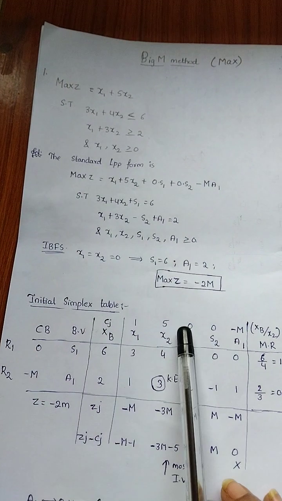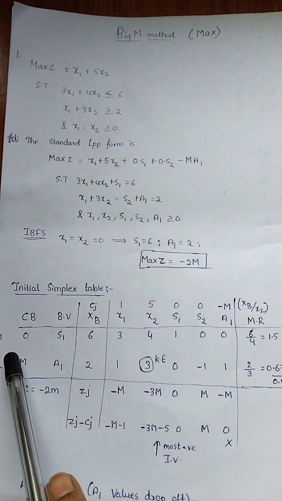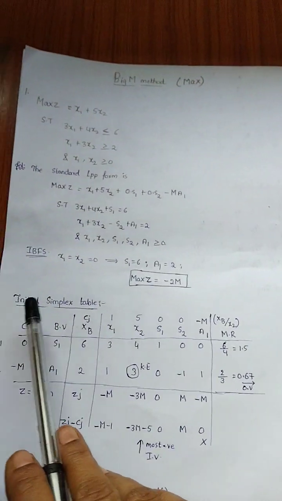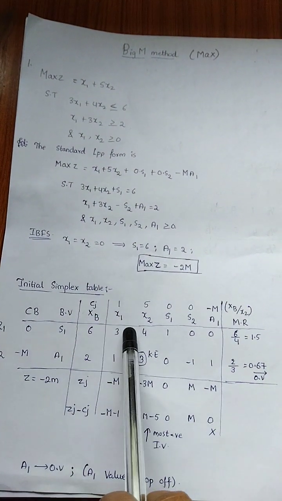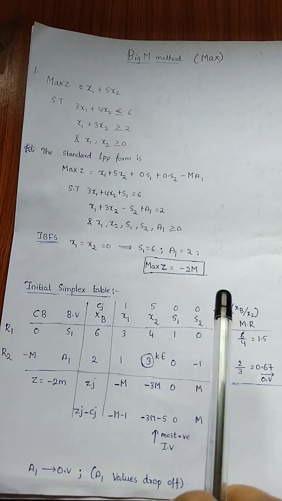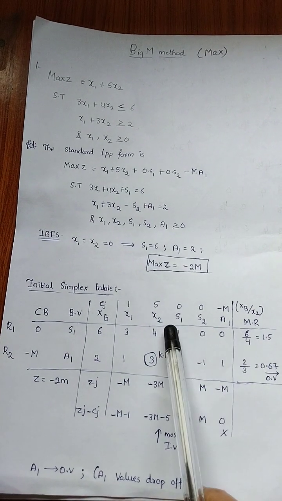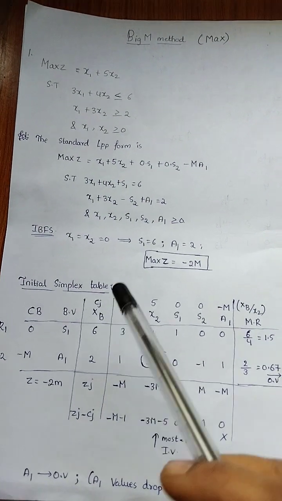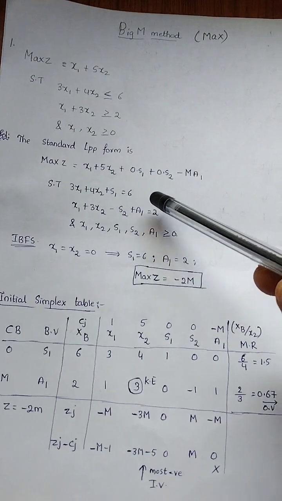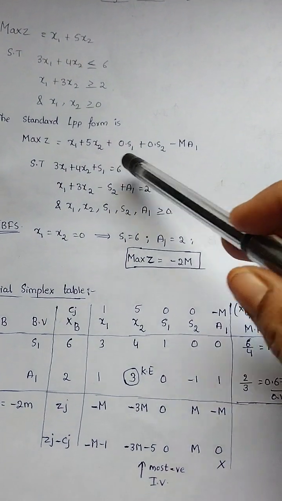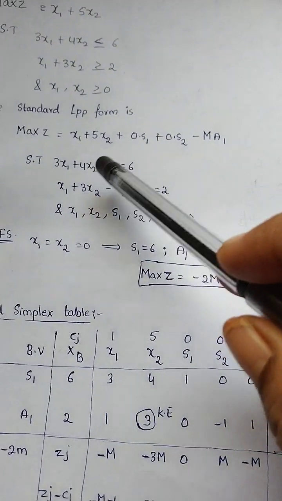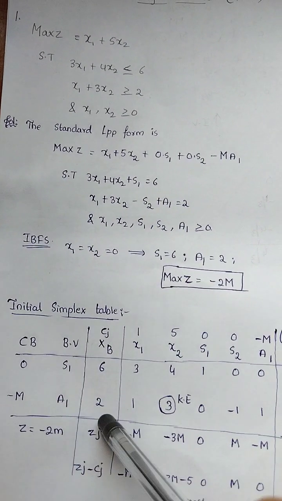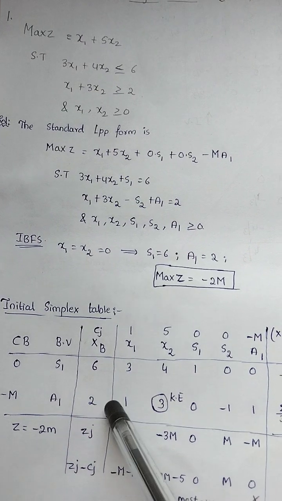And what is the initial simplex table? The proforma will not be changed. The proforma is CB, basic variables, XB, X1, X2, S1, S2 and A1, because we have introduced S1, S2 and A1. Here, the basic variables right now are S1 and A1, where S1 is equal to 6 and A1 is equal to 2.